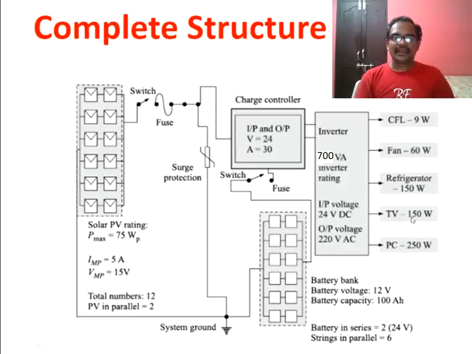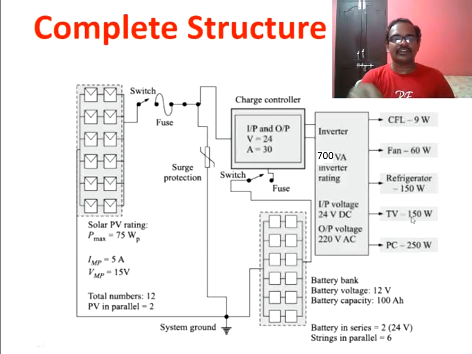And coming to the inverter. I have a 700 volt ampere inverter rating. The system voltage is 24, so the input of the inverter is 24 volts DC, whereas the output of the inverter is 220 volts AC. With that it is supplying two 9 watt CFL lamps, a 160 watt fan, a 150 watt refrigerator, a 150 watt TV and a 250 watt computer. It is how the complete structure will look.